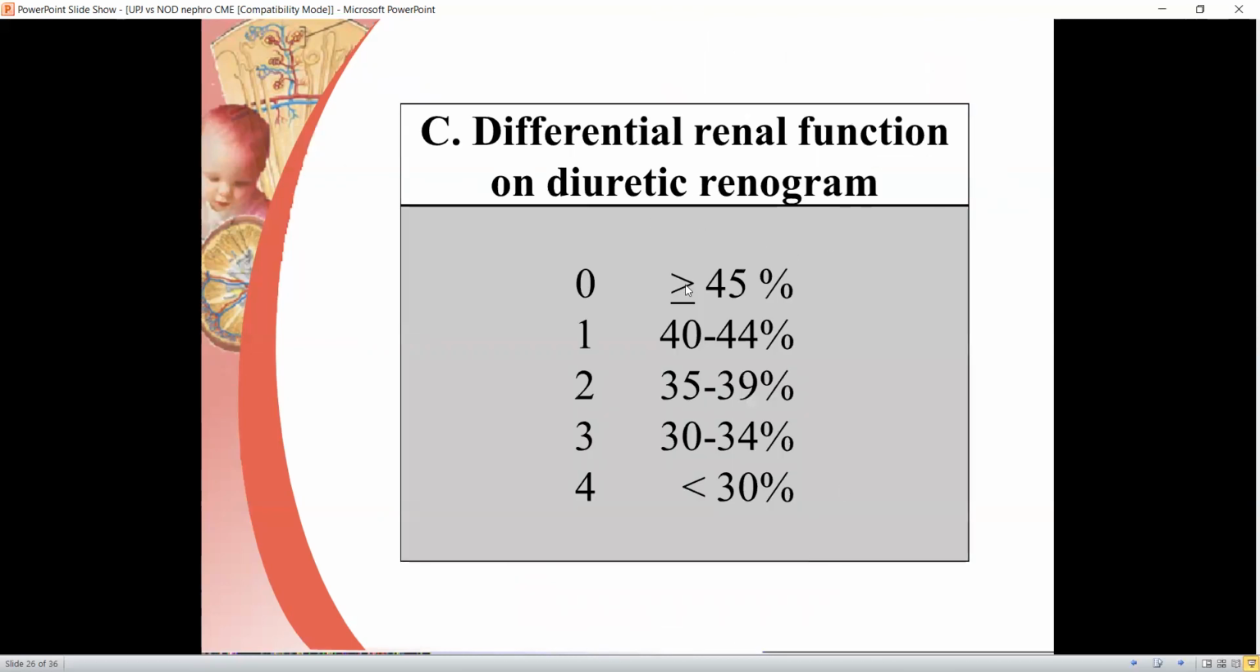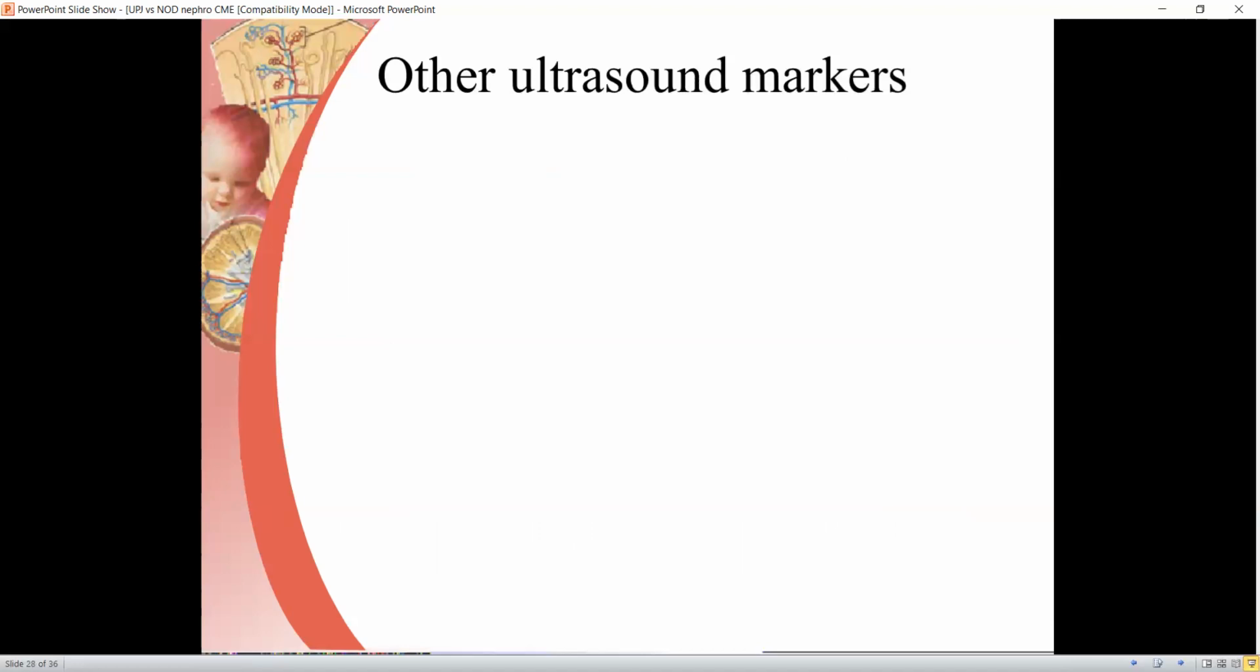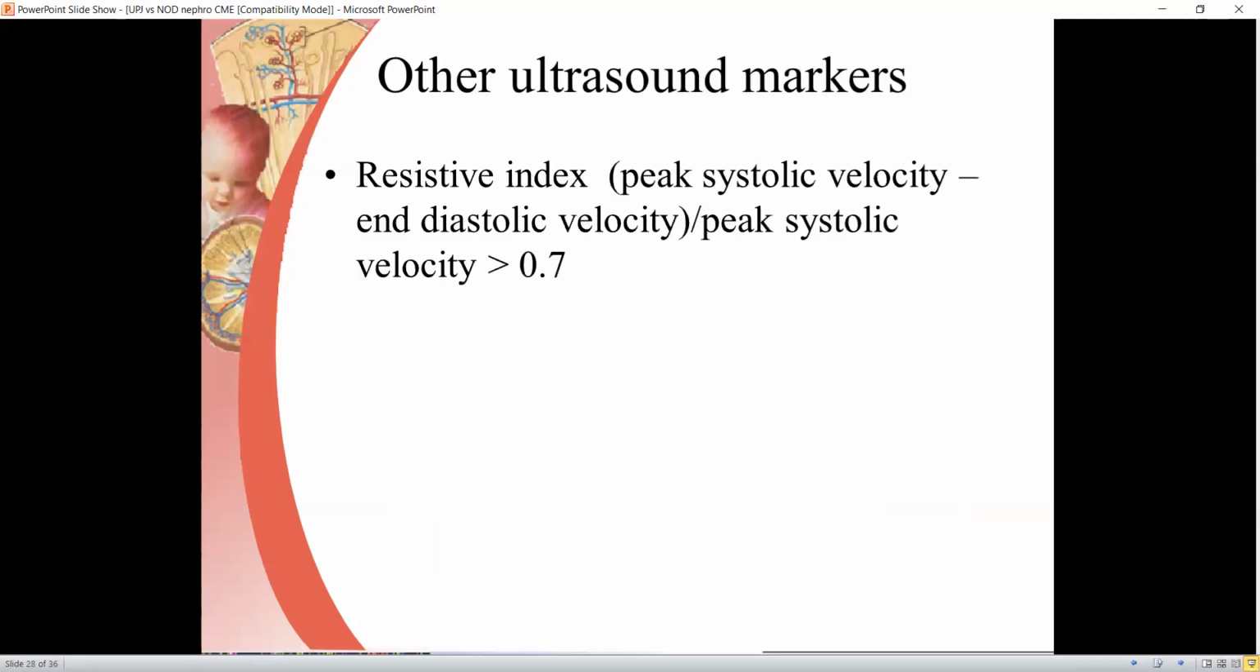Then differential renal function, we gave a grade of 0 to 4: more than 40% is 0, and less than 30% is 4. We found that when the hydronephrosis grade is severe, like 9 to 12, then all of them needed surgery. So the hydronephrosis severity score could be a useful tool to predict the need for surgery, and a deterioration was noted in those with a score more than 9. So if all these parameters are there already, then you can say that one will eventually lose function.